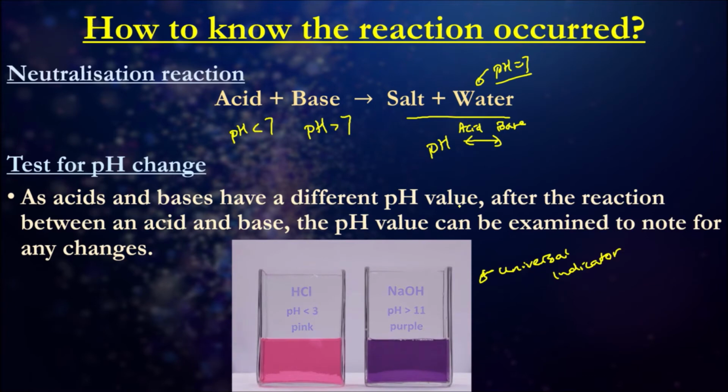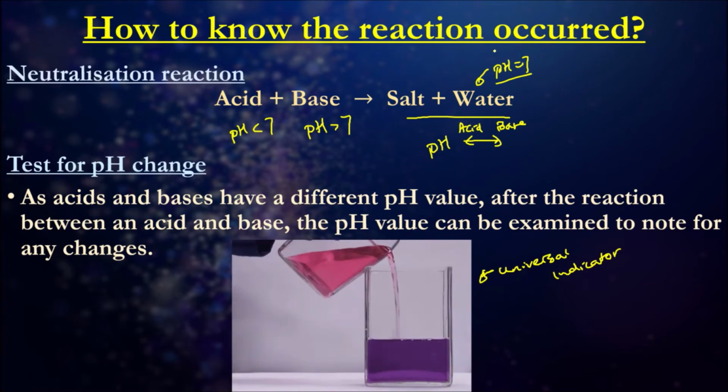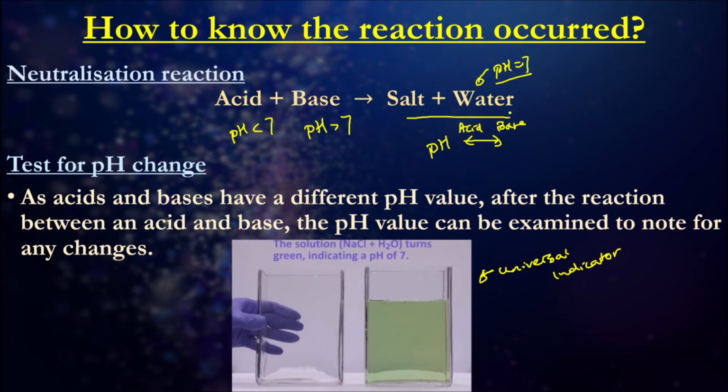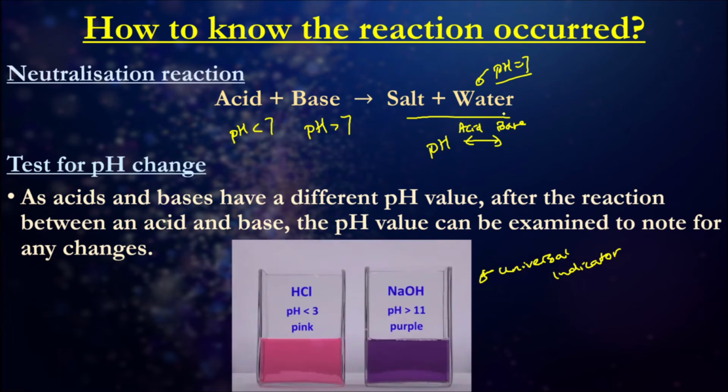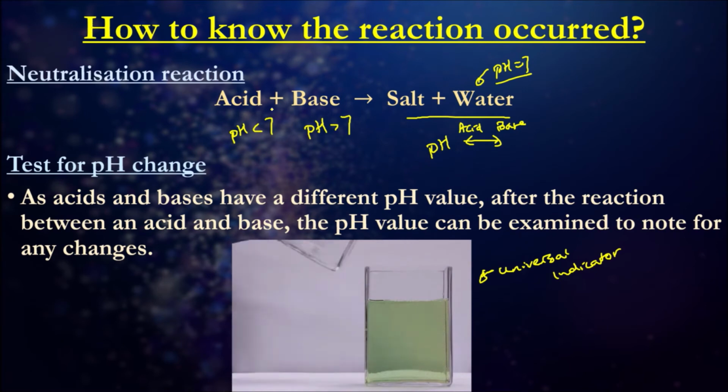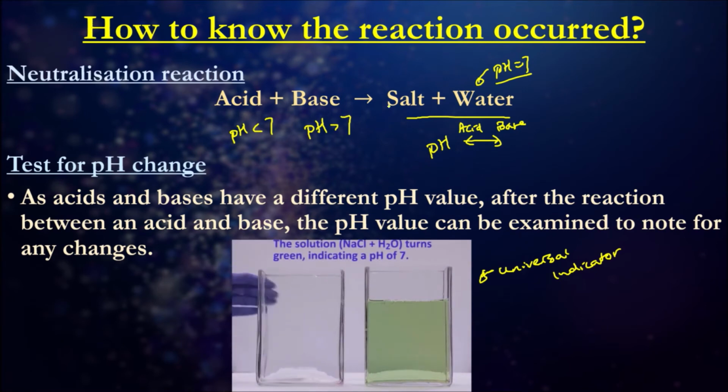That's not to say all acid-base neutralizations will have a pH of 7 at the end. It does depend on if you're using a strong or weak combination, but we don't need to stress on that. We just need to know in a neutralization reaction, it's an acid plus a base, makes a salt and water.